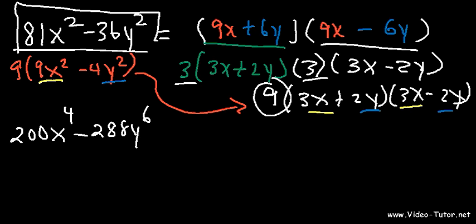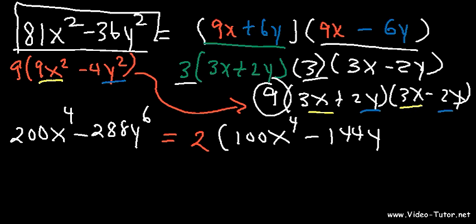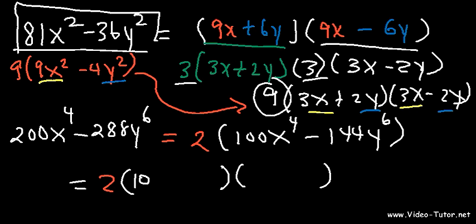In the next problem, we're going to factor out a 2. If we take out a 2, we're left with 100, which is a perfect square, x to the 4, minus 144, y to the 6. So let's go ahead and factor it using the difference of perfect squares equation. The square root of 100 is 10, and the square root of x to the 4th, you just divide the 4 by 2, you get x squared. The square root of 144 is 12, and the square root of y to the 6, divide the 6 by 2, you get 3. So 12y cubed. And on one side it's plus, the other side is minus.